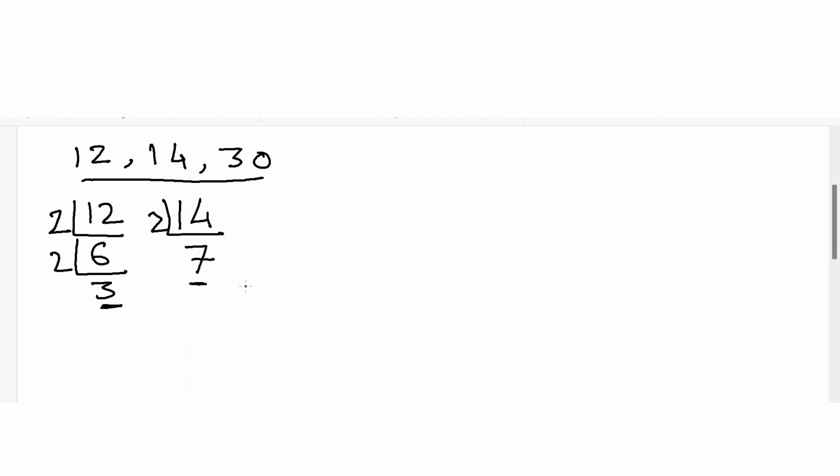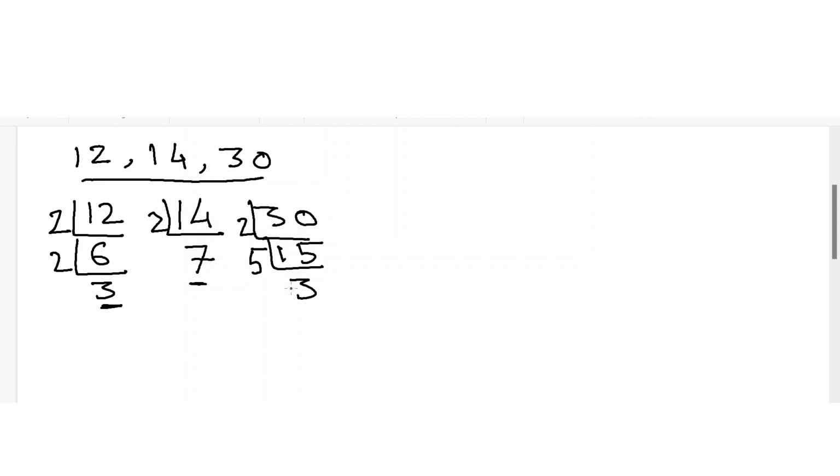Now the last and third number is 30. 30 is an even number. So we can divide 30 by 2. And here comes 15. 15 is a number which has got 5 in the unit place, so it will be divided by 5. So here it is 3.